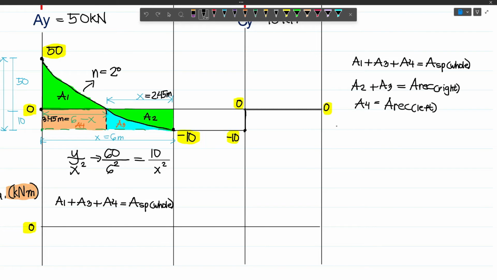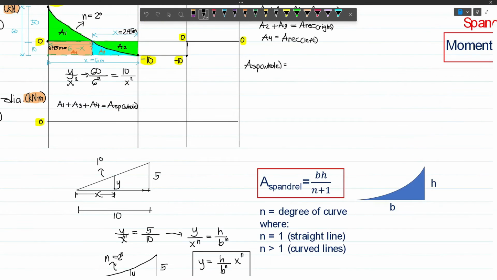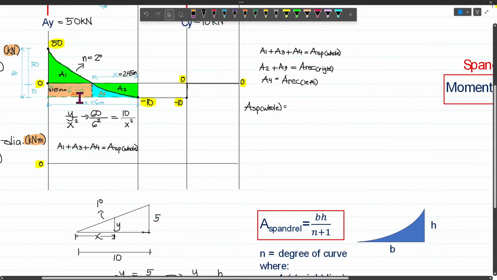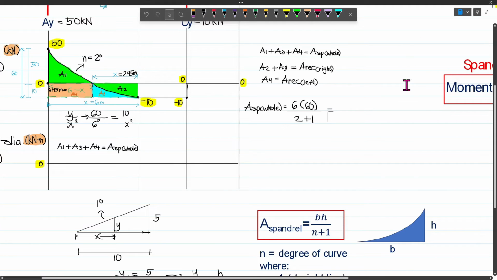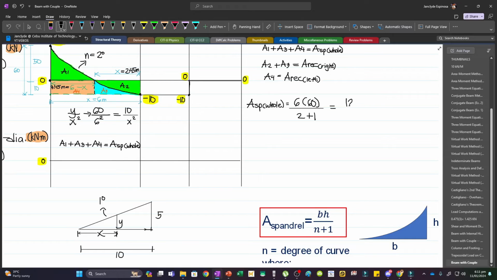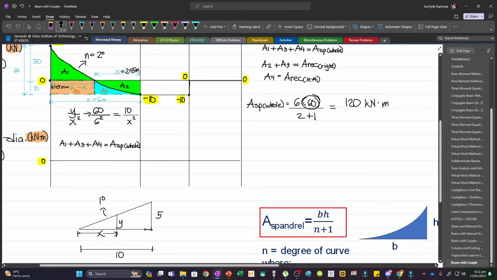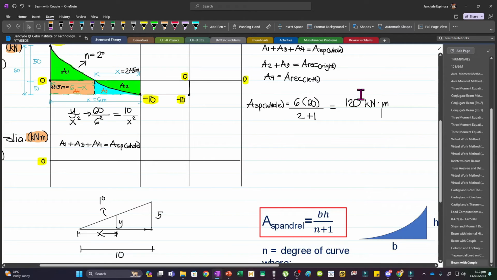Now let's divide this into different parts. First, let's consider the area of the whole spandrel. We can use this formula, so we have BH over n plus 1. Our base is 6 meters, so we have 6 times the height, which is this whole height, which is 60. So this is 60, divided by n plus 1. Our n is 2, plus 1. And so this will give us 6 times 60 divided by 3, that will be 120. So this is 120, and this is kN-m, because 60 is in kN and 6 is in meters. Now so the units don't get in the way, I will just remove this one.